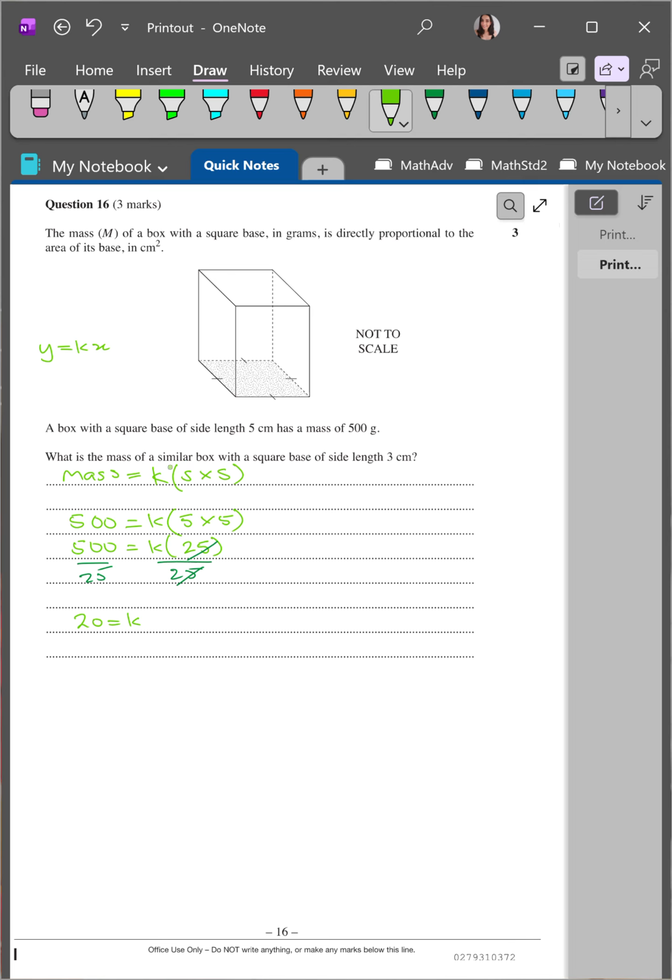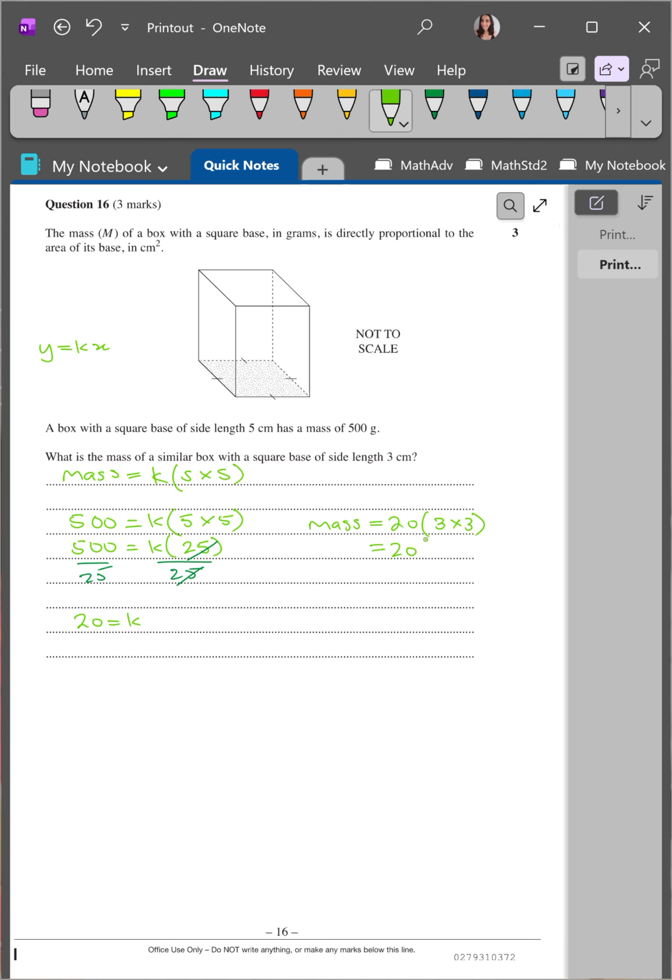So now they're asking what's the mass of a similar box that has a side length of 3 centimeters. So the mass is unknown for this, right? That's what we're trying to find. Mass equals, now we know our k, that's 20, and we want to multiply by the area of the base, which is side by side. Each side length is 3 centimeters, so 3 times 3. And it's a square. They've said it's a box with a square base. So 3 times 3 is 9.